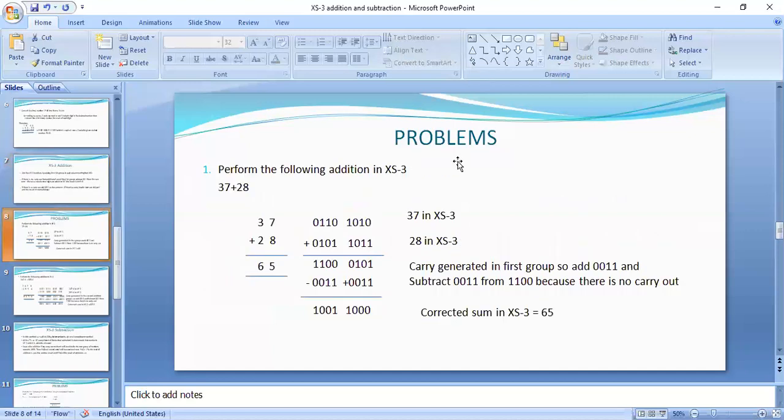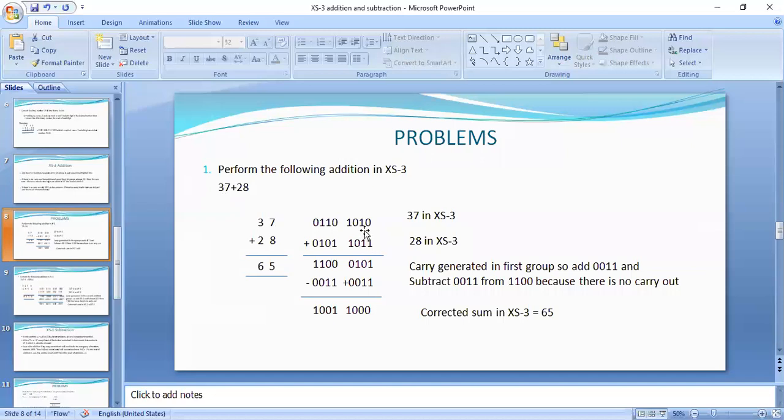Here I'm taking one example to perform XS3 addition. In this example, I'm taking the decimal numbers 37 and 28. First, you have to write the equivalent XS3 code for 37 and for 28. The first digit is 3. The equivalent XS3 for 3 is 6, 0110. And for 7, the equivalent XS3 is 10, 1010. And for 2, the equivalent XS3 is 5, 0101. And for 8, the equivalent XS3 is 11, 1011.